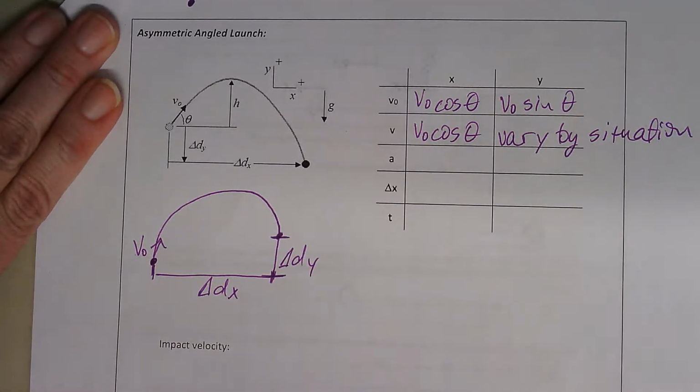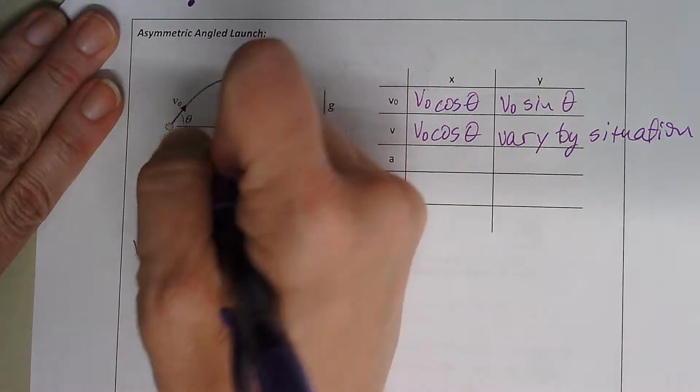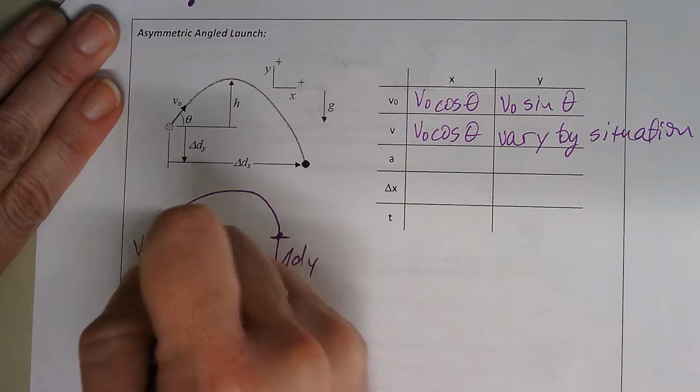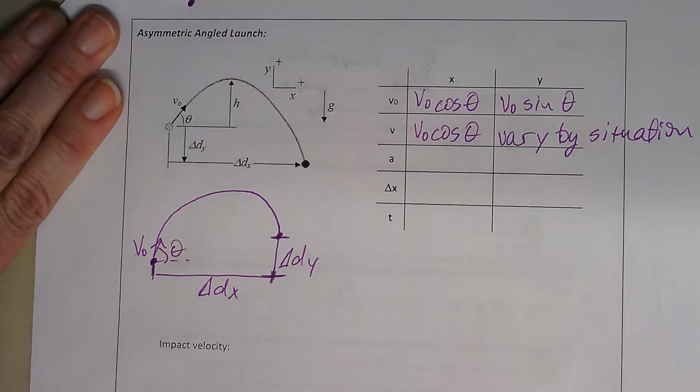Yes, sir? Why do you multiply the v naught by cosine theta? Because it's at an angle theta. So why does the angle change the initial velocity? What do you mean? It doesn't change. Why does the v initial change when the angle is different? Because it's at an angle. It's not straight up or straight to the side. Like it's not horizontally launched.